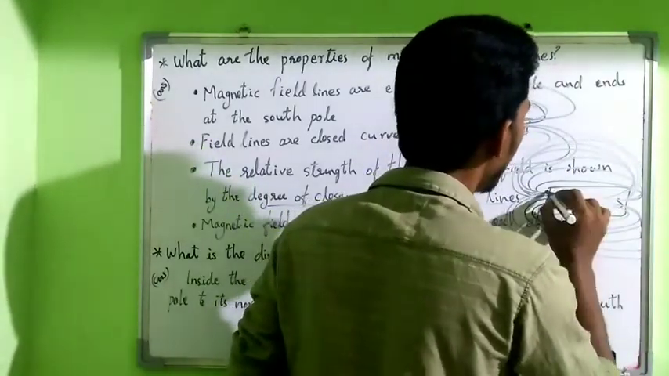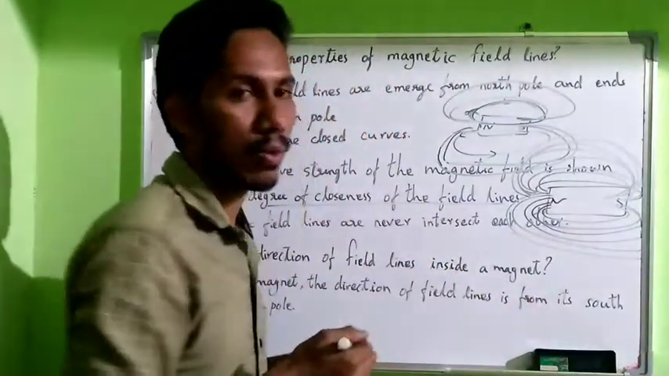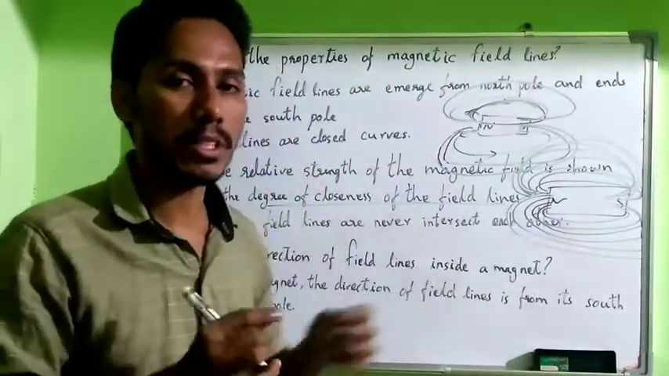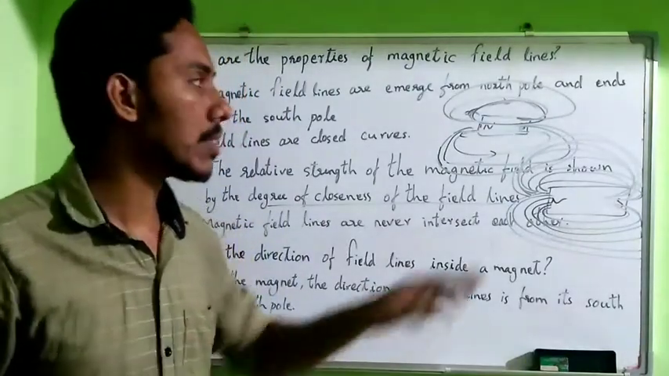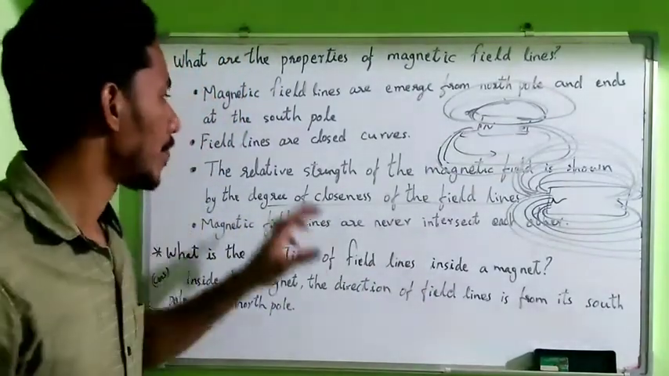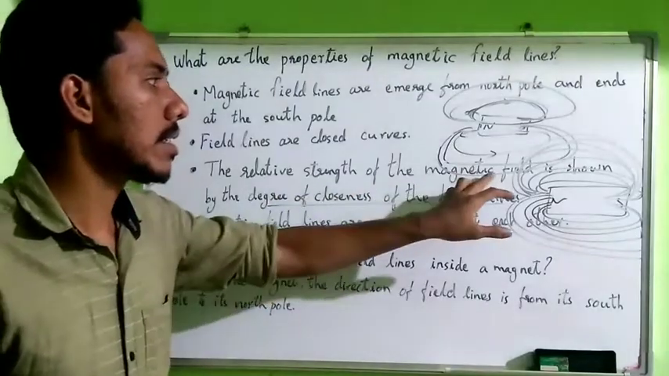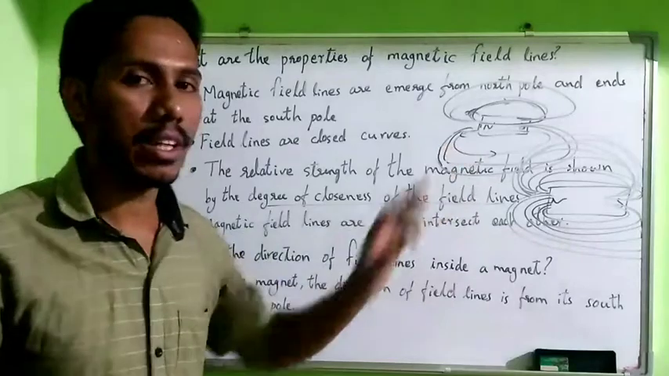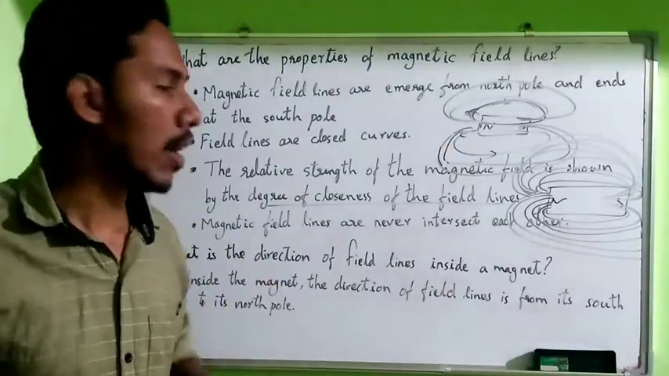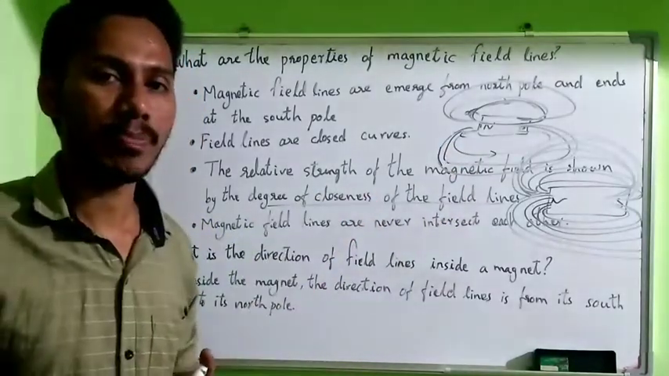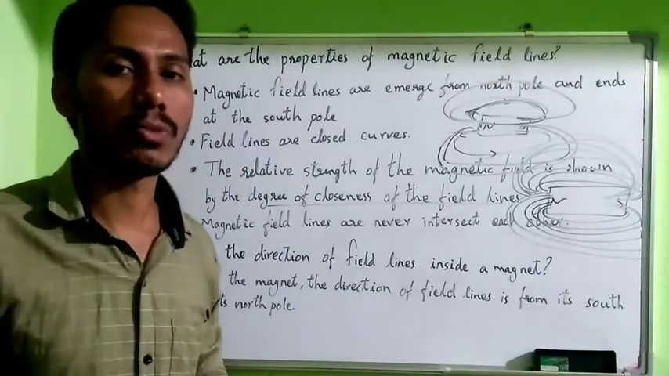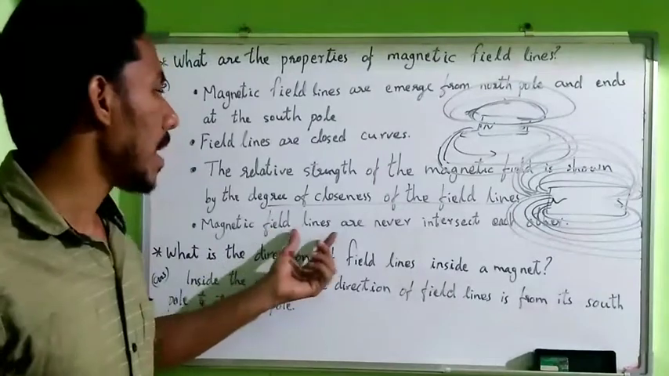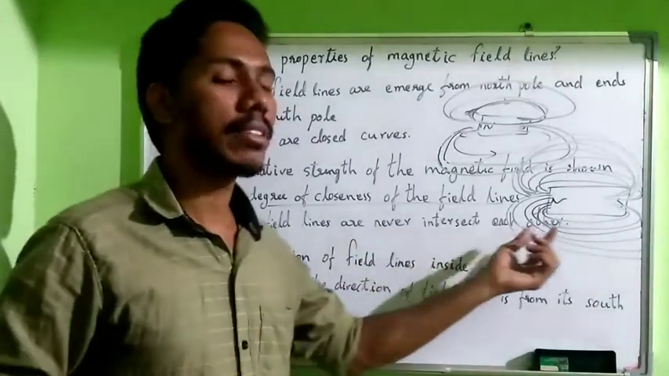The number of field lines and the degree of closeness. How close the magnetic field lines are. That measurement gives the relative strength of the magnet. Okay. The relative strength of the magnet is shown by the degree of closeness of the field lines. This is an important point. How can we measure the strength of a magnet? By measuring the degree of closeness of the field lines. That is the answer. Then, magnetic field lines never intersect each other.